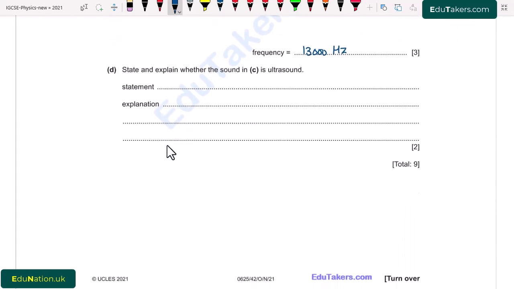Part D. State and explain whether the sound in Part C is ultrasound. So we have to tell whether this sound is ultrasound or not. So its frequency comes to be 13,000 Hertz. And we know that the frequency between 20 Hertz to 20,000 Hertz is the audible frequency range, that is heard by humans. I write here audible frequency range.